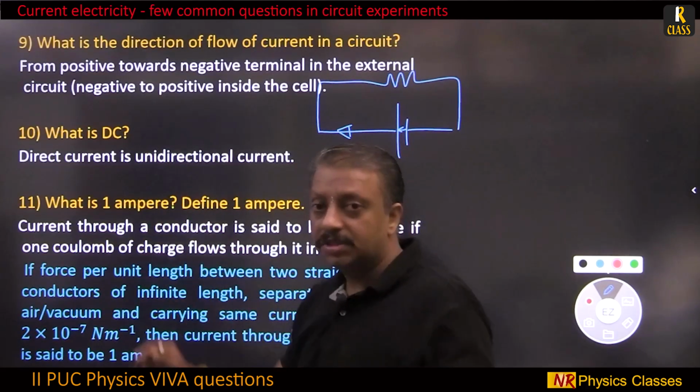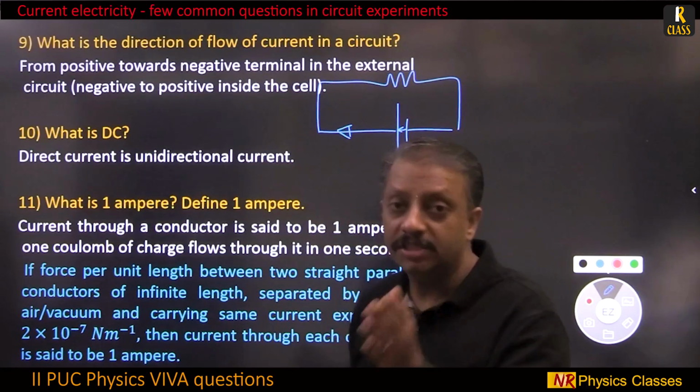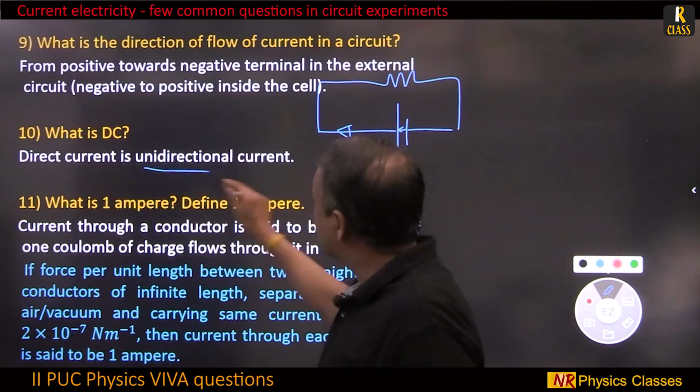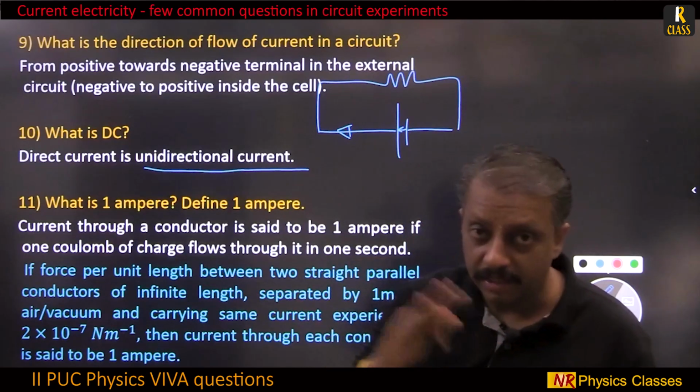What is DC? DC means direct current. Direction will not change with respect to time. Direct current is unidirectional current. There is no change in current direction.